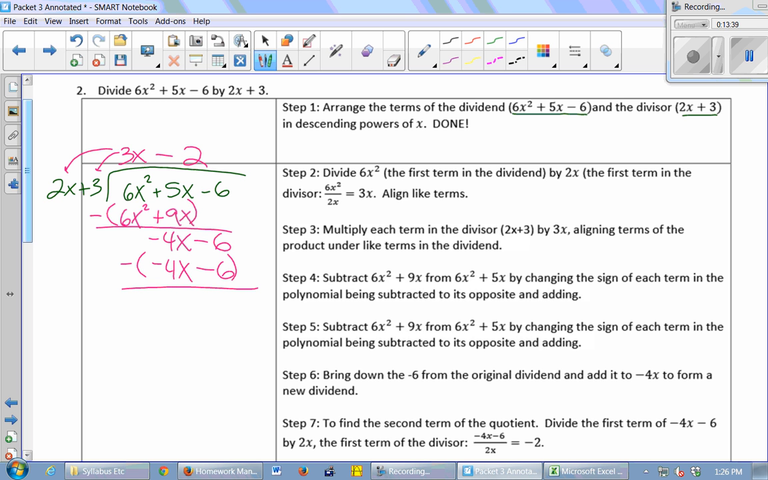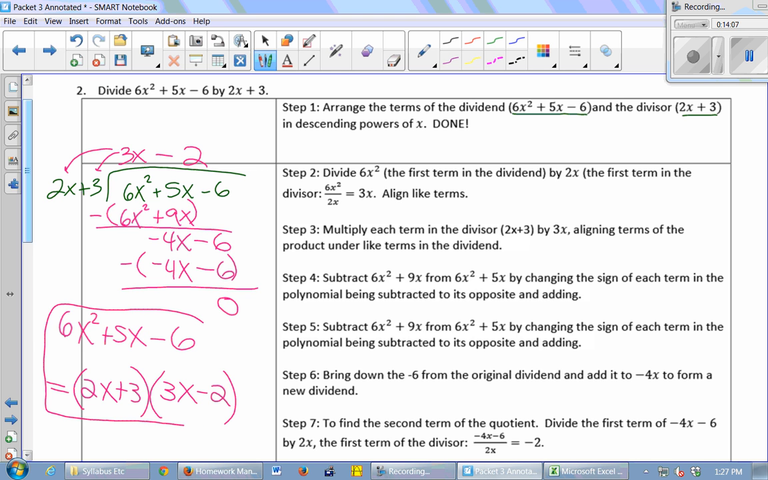Negative 4x minus negative 4x, 0. Negative 6 minus negative 6, 0. Okay, so my remainder here is 0. And that means that I can write 6x squared plus 5x minus 6 factored as 2x plus 3 times 3x minus 2. Right? If it goes in evenly, that tells me that 2x plus 3 was a factor, and the other factor is 3x minus 2.